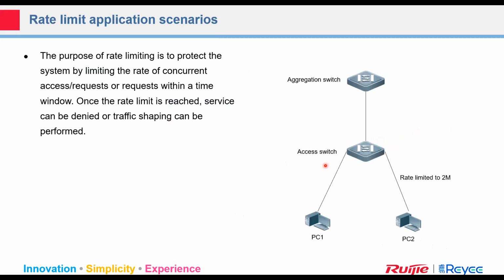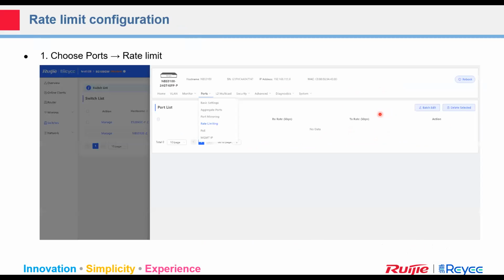So next is the rate limit function, where the purpose is to protect by limiting the concurrent access or requests in the time window. So once the limit is reached, the service will be denied and shaping is performed. So how do we configure this?